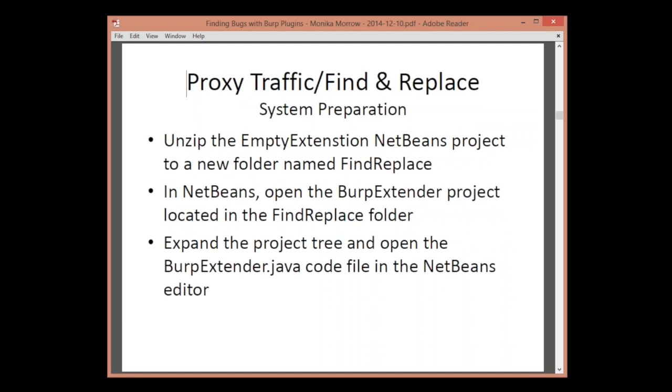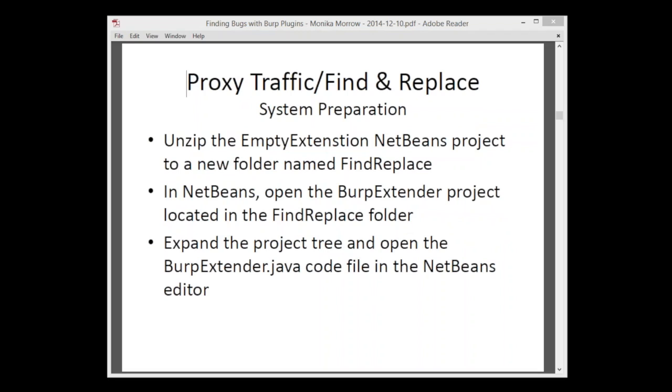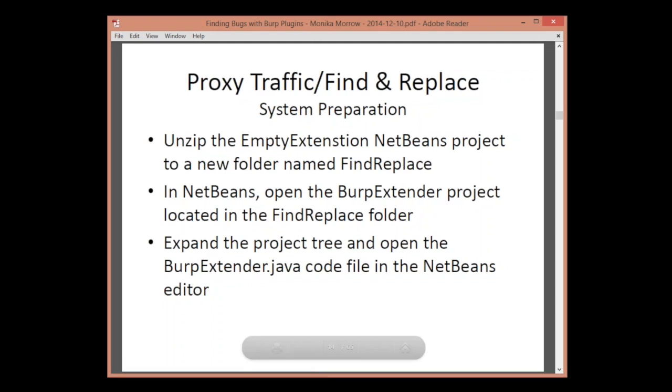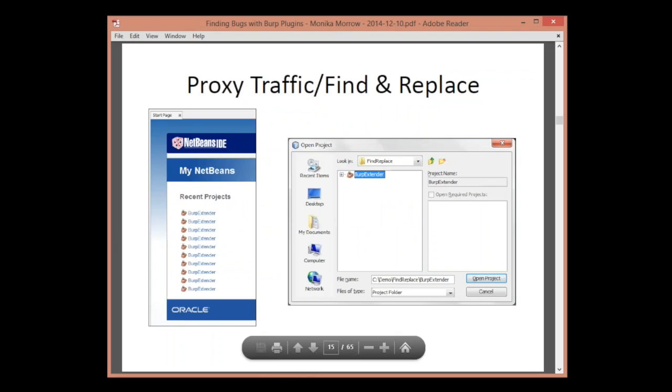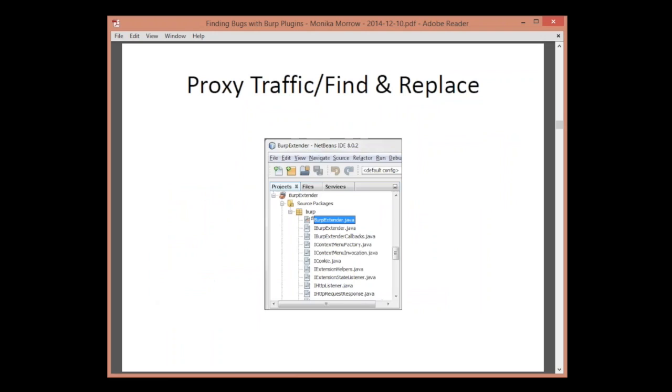So to do this, we would unzip the empty extension that we downloaded from Portswigger's website into a new folder. You want to name the outside folder "findreplace", because if you write a bunch of these, you're going to end up with a bunch of folders, all named Burp Extender. So you need to sort them somehow. And you'll go ahead and expand the tree, and it will look something like this once you open it. Your NetBeans will look like that if you write a bunch of Burp plugins. We'll just say Burp Extender over and over and over again.